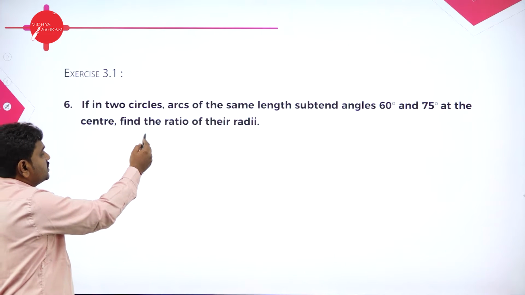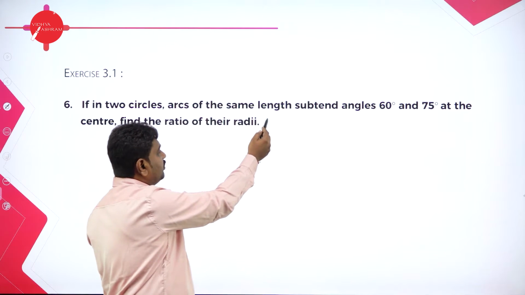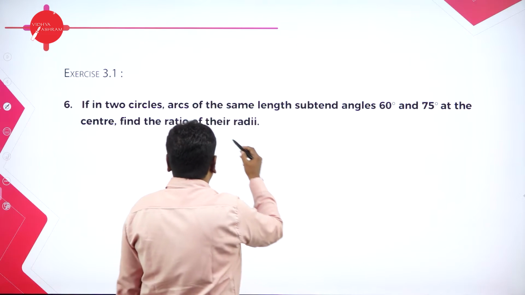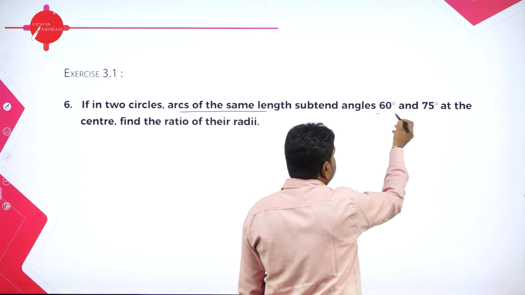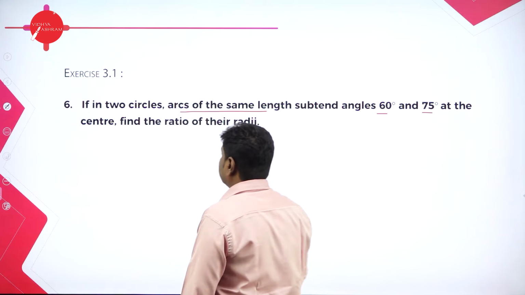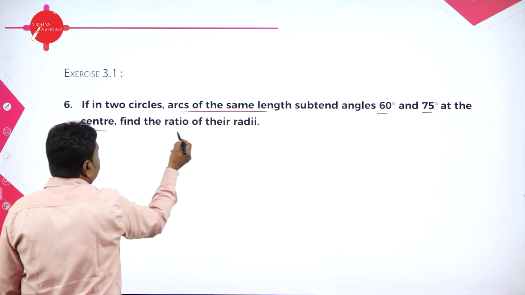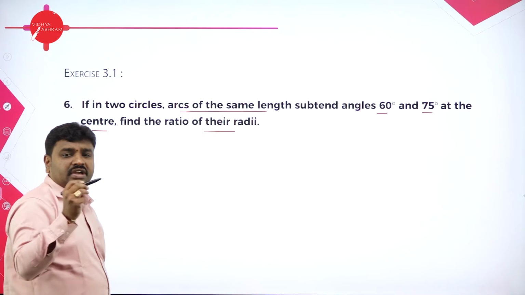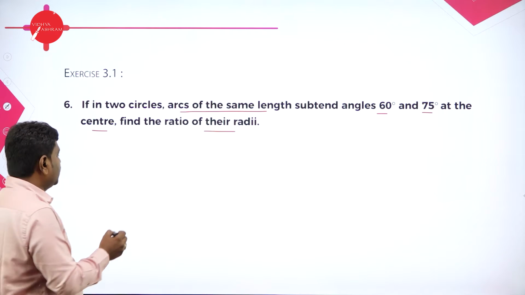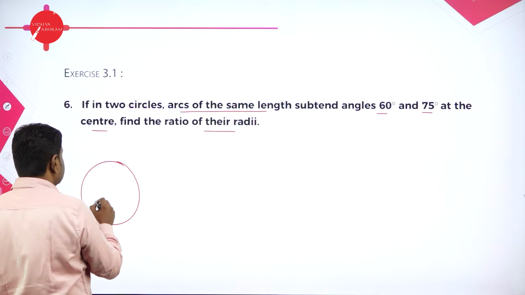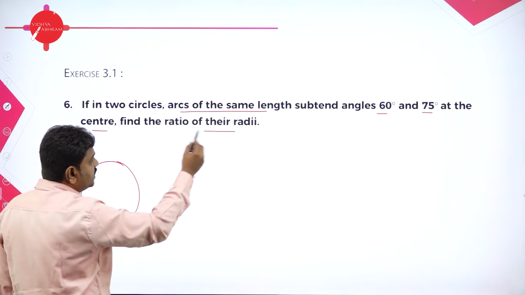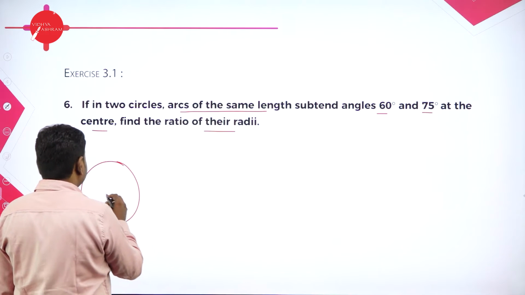Next, two circles' arcs of the same length subtend angles of 60 degrees and 75 degrees at the center. Find the ratio of the radii. Find the ratio of what? Radii. So now they told two circles. In the two circles, the arc lengths are the same.